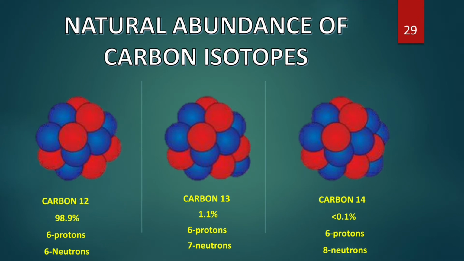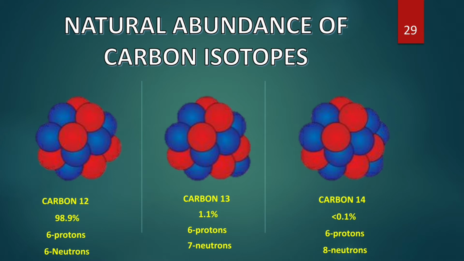In this slide, we will come to know a bit more about carbon isotopes and their natural abundance. As we all know, isotopes have the same number of protons, but the varying factor is the number of neutrons present in them. Here the blue color represents the protons and red represents neutrons.